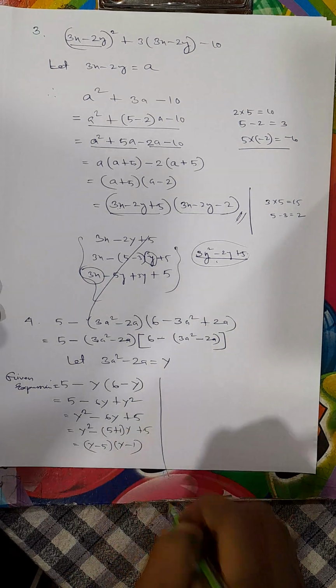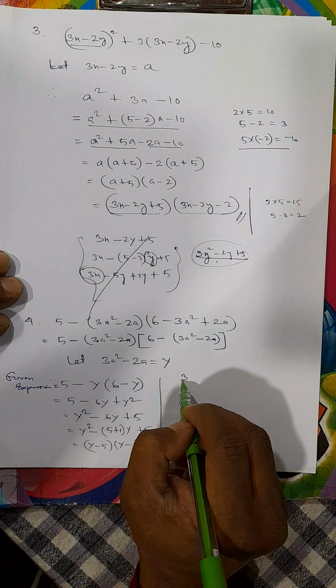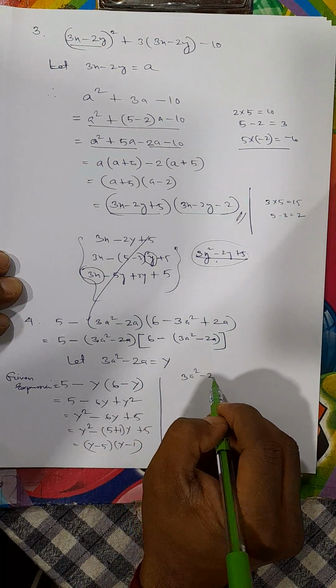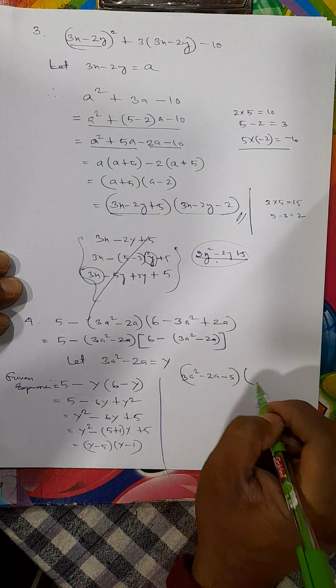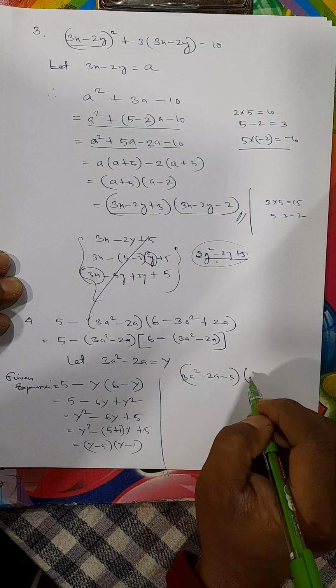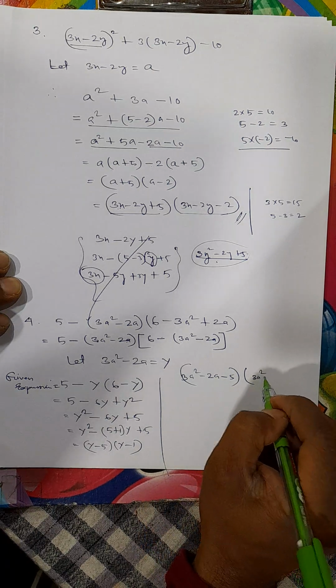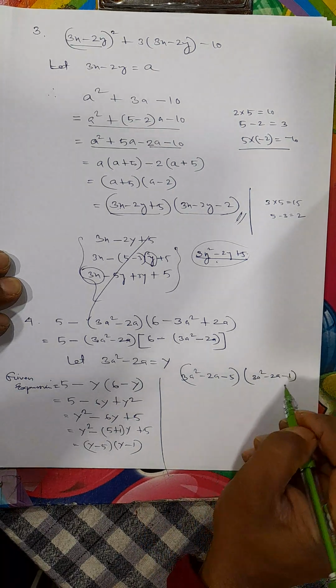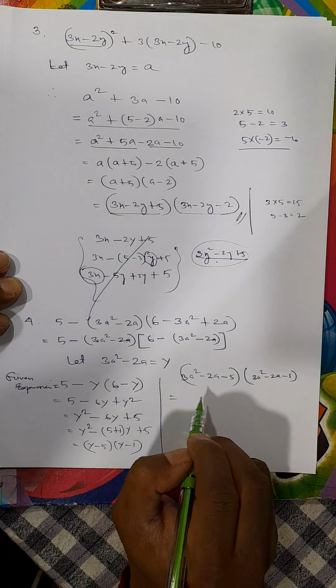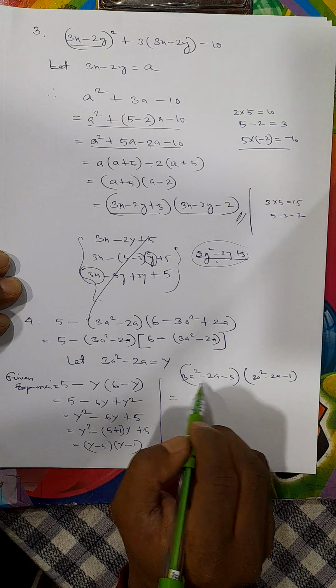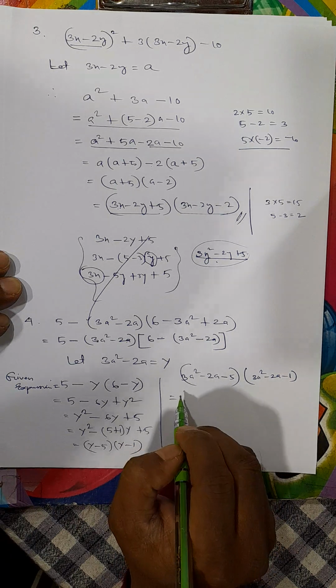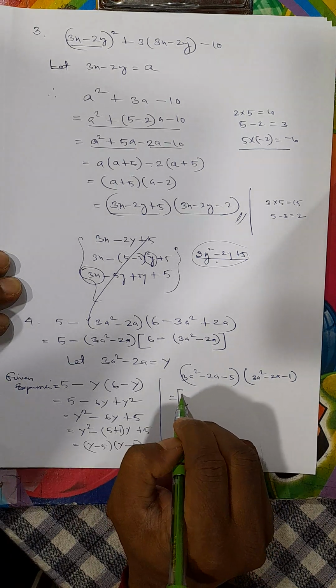Now what is y here? y means 3a square minus twice a minus 5, and y minus 1 means 3a square minus twice a minus 1. Now you can do middle term splitting here, right? 3 fives are 15, 5 minus 3 equal to 2. So let us do middle term splitting here.